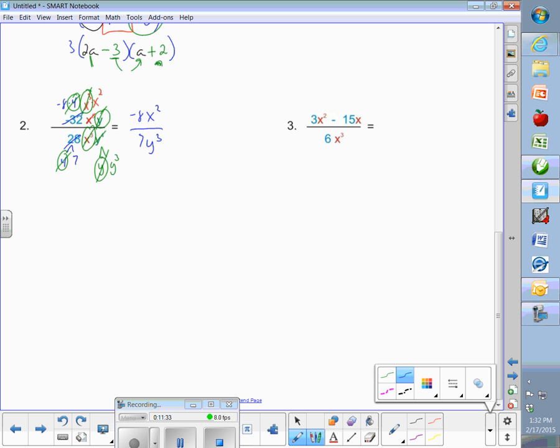Okay? All right, number 3 is quite a bit different. Though the bottom is a monomial right here, the top is a binomial. So first off, let me explain what you cannot do. You cannot think something like this. 6 is a 2 times 3. Let me divide this 3 and that 3. You cannot do that. That is not true.